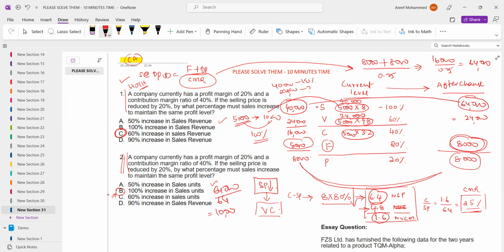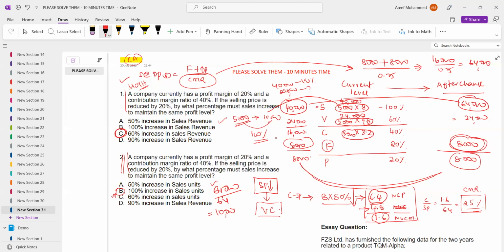So, in this, if you have any doubt, ask. Actually, sir, I assumed that for the current level also I have to maintain the same contribution margin ratio of 40%. So that's how I assumed, and that's why I couldn't get the correct answer. The way you did, I also followed.